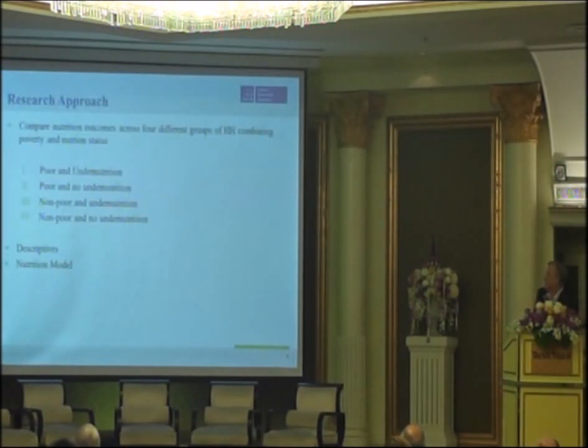Okay, so the way we have approached this is to compare the nutrition outcomes among 4 types or groups of households. The first one, let's take the poor, and those where we observe in the household at least one child with undernutrition. So those below the poverty line and with undernutrition. And then let's compare that to another group that is also poor, but where we do not observe children with undernutrition. And then the third, that's just following logically, non-poor and undernutrition, and finally non-poor and no undernutrition.